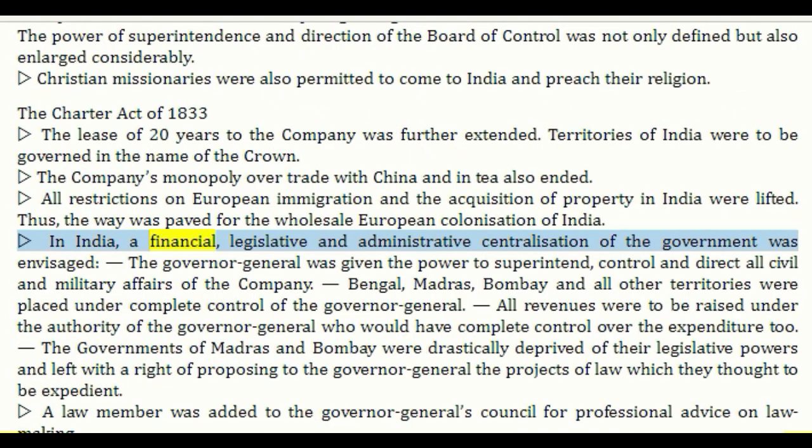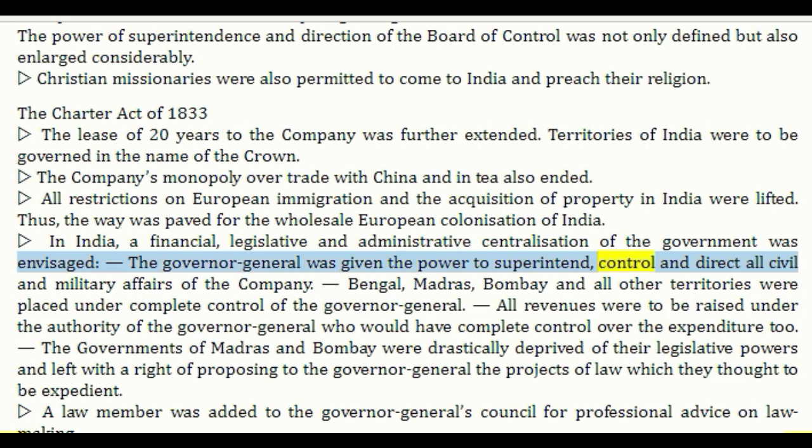In India, a financial, legislative and administrative centralization of the government was envisaged. The Governor-General was given the power to superintend, control and direct all civil and military affairs of the company. Bengal, Madras, Bombay and all other territories were placed under complete control of the Governor-General. All revenues were to be raised under the authority of the Governor-General, who would have complete control over the expenditure too. The governments of Madras and Bombay were drastically deprived of their legislative powers and left with the right of proposing to the Governor-General the projects of law which they thought to be expedient.